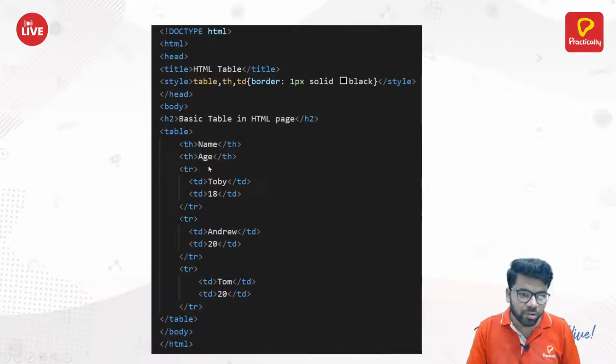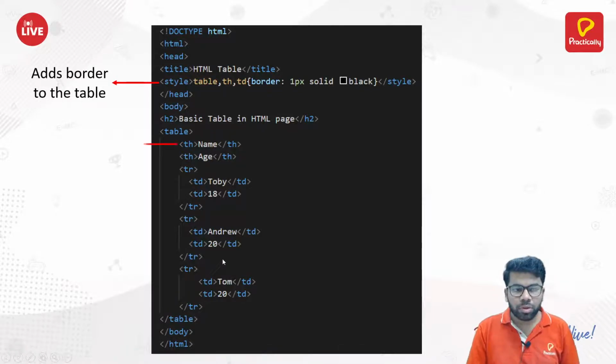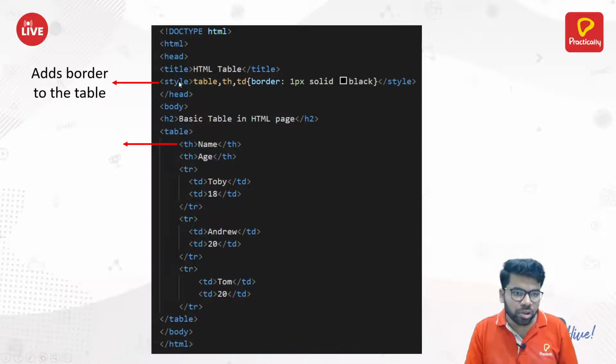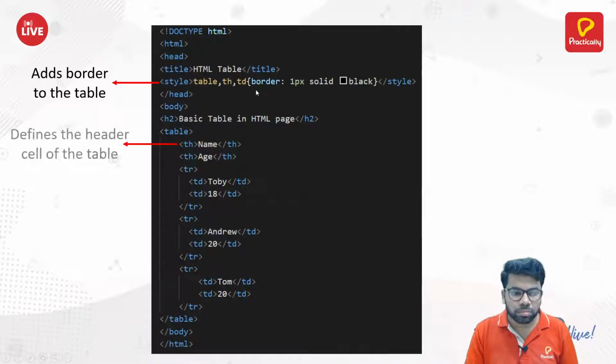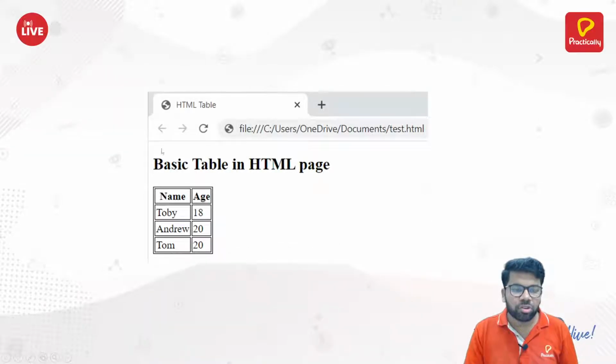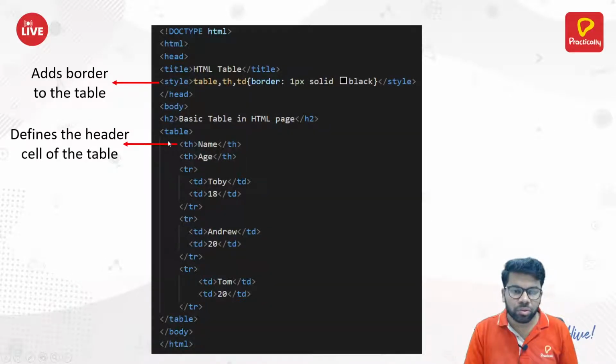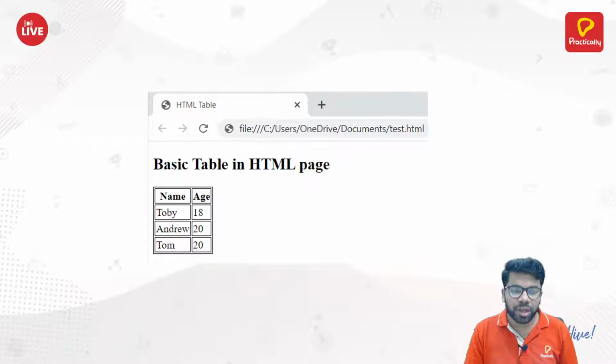So we are creating 1, 2, 3 rows. And one more thing, using this style, we can add a border to our table. We are adding one border. So when you execute this code, you will get the information like this.